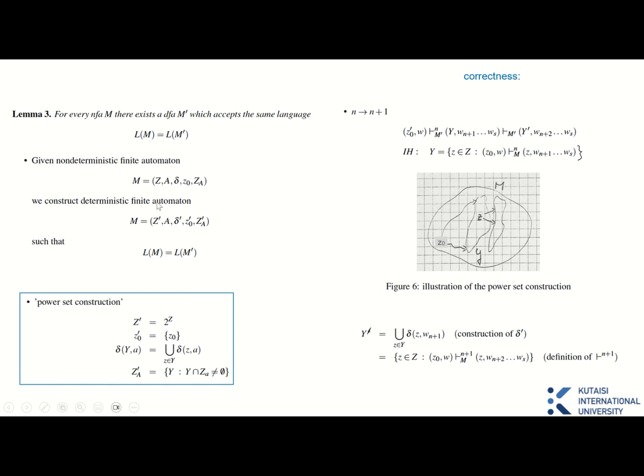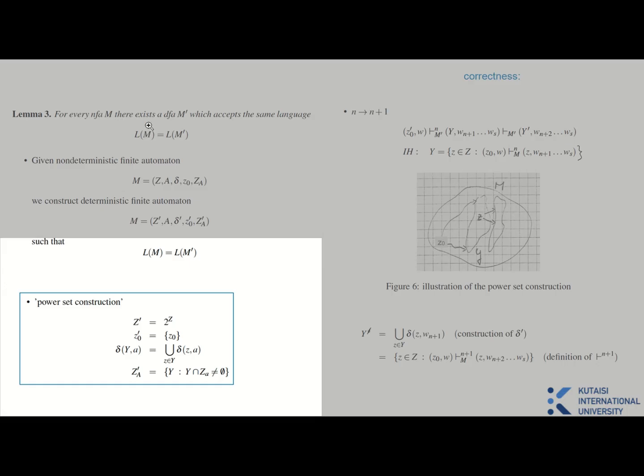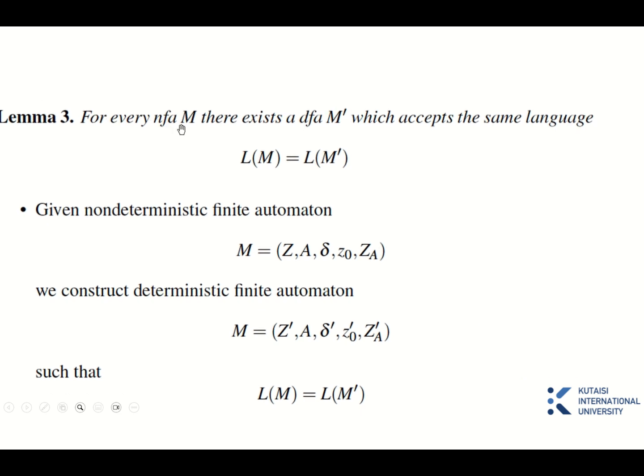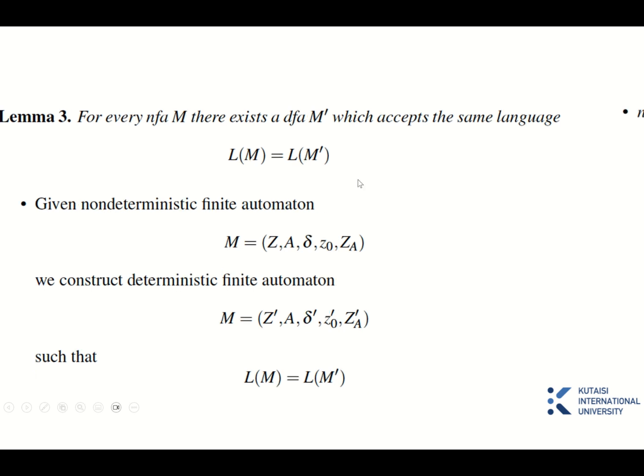So let me remind you what we actually proved here. What we proved is that if I have a non-deterministic finite automaton, I can construct a deterministic finite automaton M prime, which accepts exactly the same language. So non-deterministic automata, even though they seem more complicated, really are not. There will be exercises on your worksheet as well to construct a DFA from an NFA.